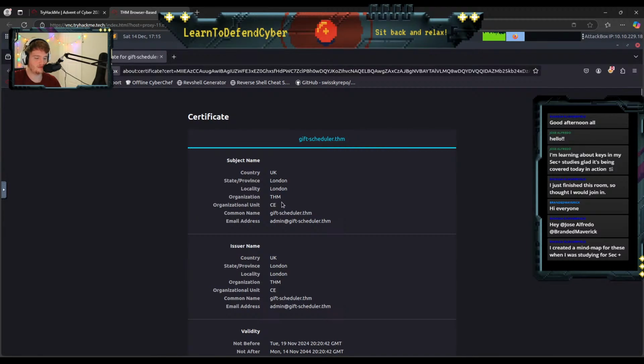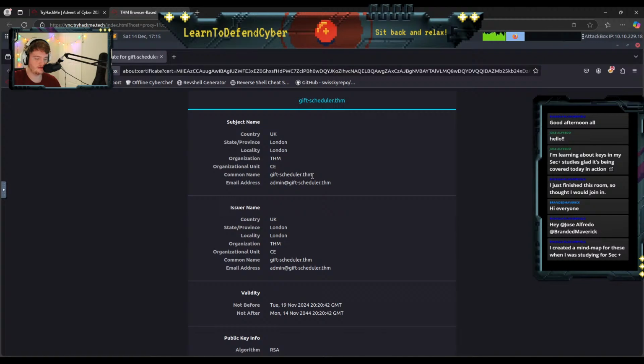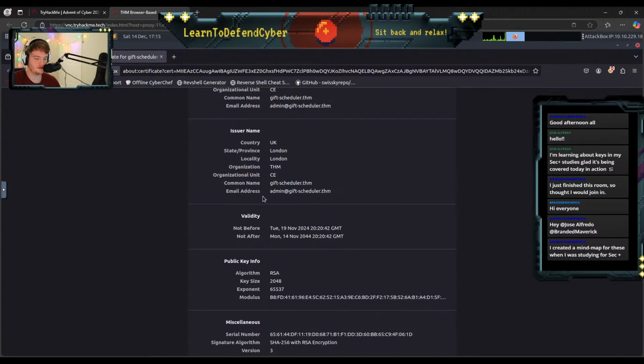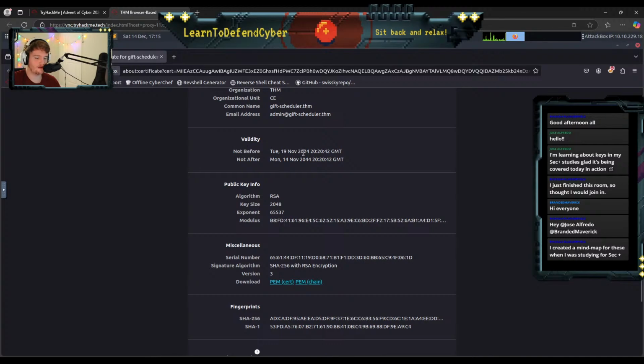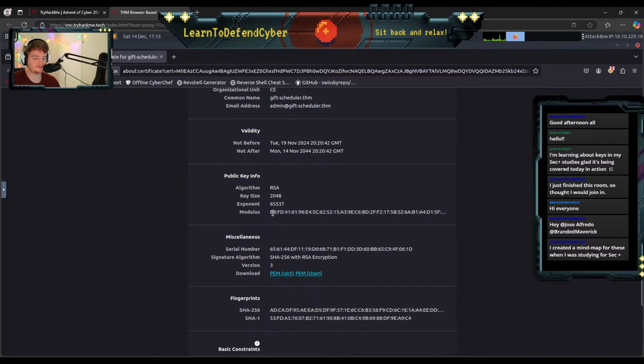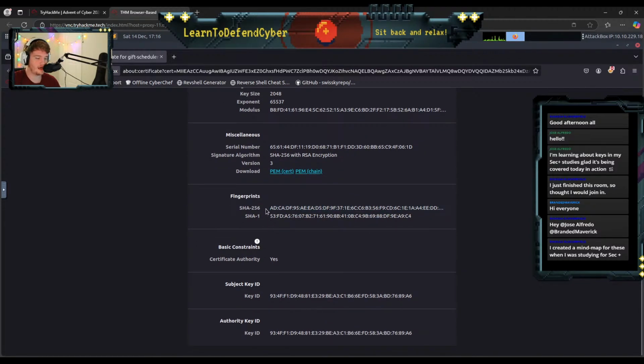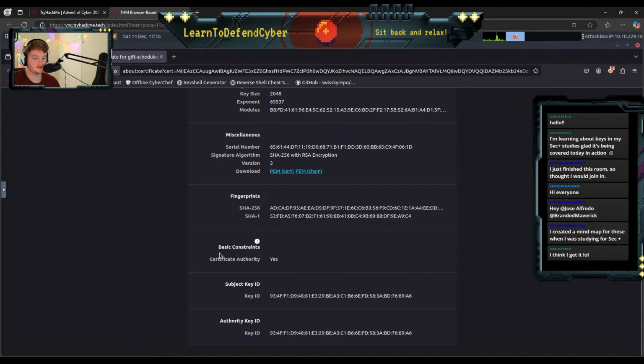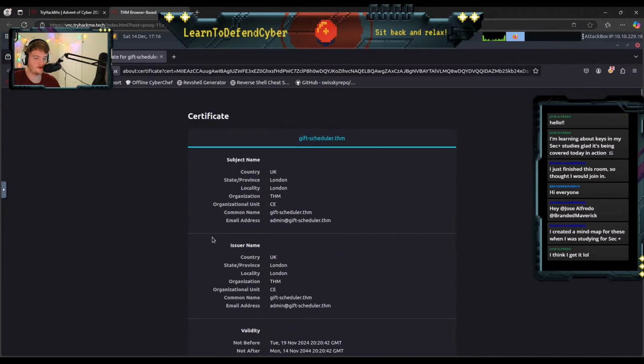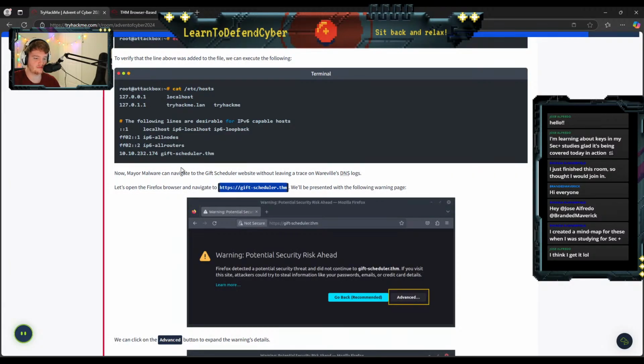We can see that it's from THM. The common name of the domain is giftscheduler.thm. That's the email address associated with it. You can see which country this was issued in. The validity of it, so it's not valid before the 19th of November, and it's not valid after the 14th of November of 2044. Quite a bit of length on that. We can see what algorithm they used, the RSA algorithm, some different serial numbers. You've got the fingerprint, so this is your actual hash, and then you have your SHA-1 hash, which is just the same algorithm with a shorter byte length. And then you've got your key IDs. So this just gives you all the information that we were talking about earlier. That's considered some of that metadata, right?